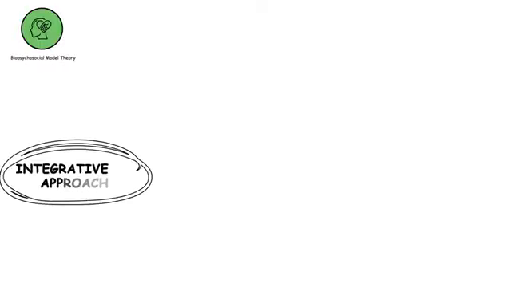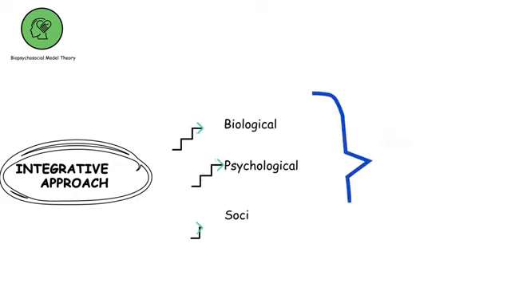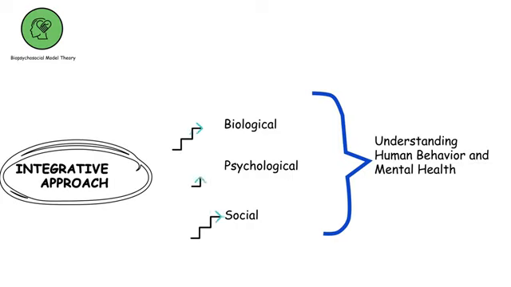Biopsychosocial model theory. This integrative approach considers biological, psychological, and social factors in understanding human behavior and mental health. It recognizes that biological processes, psychological factors, and social influences all interact to shape behavior and well-being.